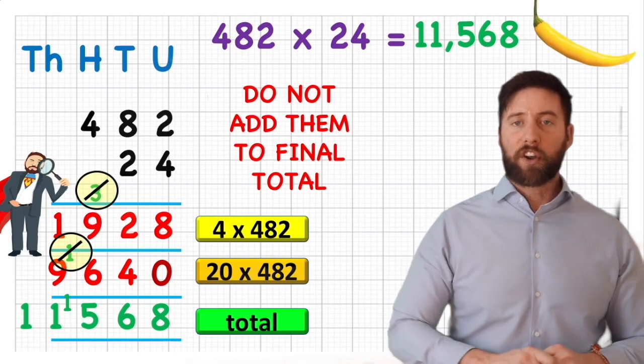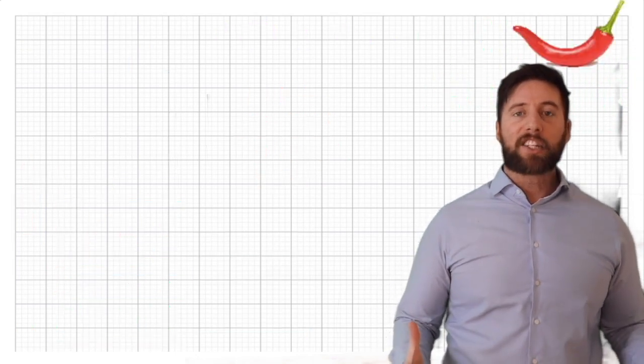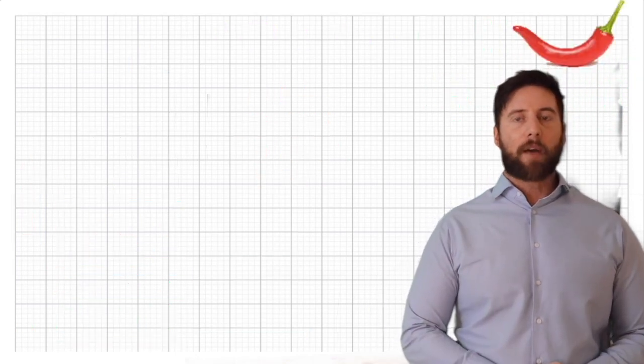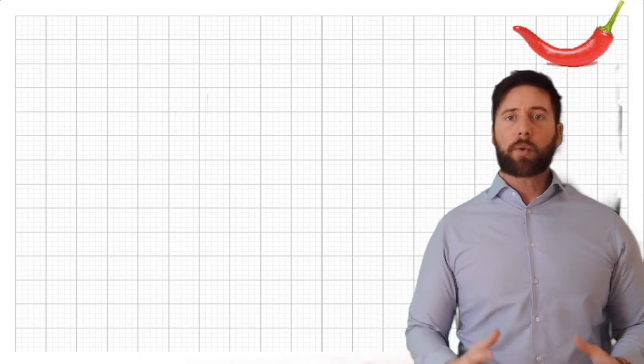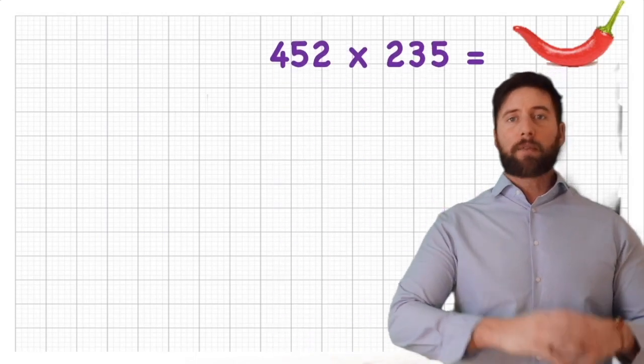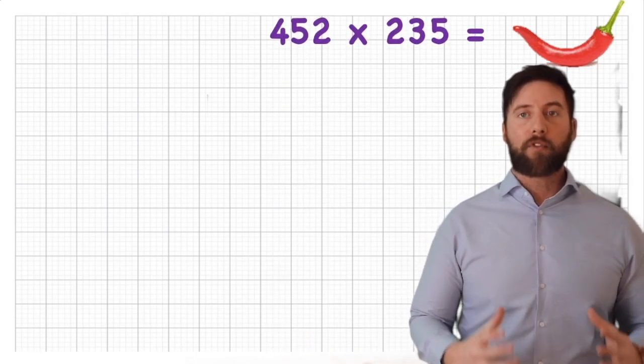11,568, and that is your orange chili challenge done. Okay, final stage, our red chili challenge. Now we are going to make this harder this time because there's an extra element we need to understand, okay? So I'm going to give us the question, 452 times 235. Now these are huge numbers, so we've got to be really careful and really precise.